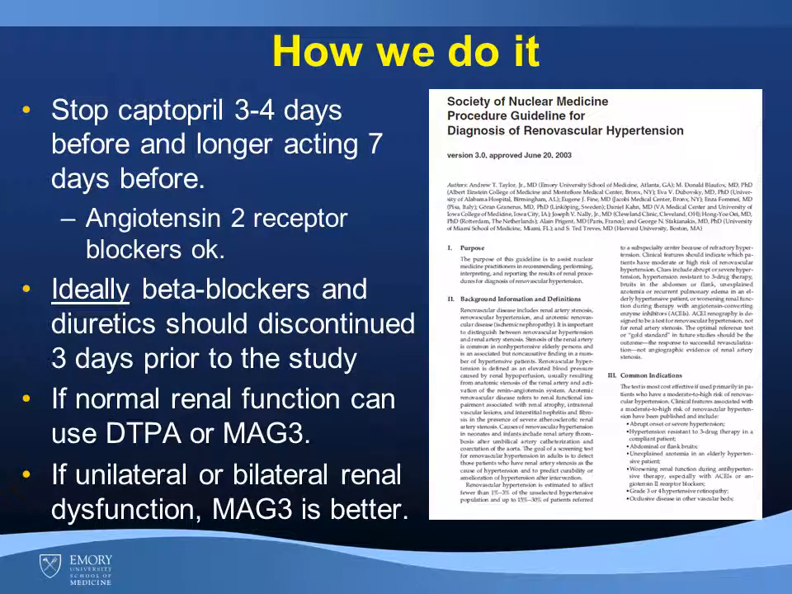You want to stop captopril 3 to 4 days before the study, and longer acting agents 7 days before. Angiotensin 2 receptor blockers are okay. Ideally, you also want to stop beta blockers and diuretics 3 days prior to the study, though that's not as critical. Now, if the patient has normal renal function, you could use either DTPA or MAG3, but if there's any hint of unilateral or bilateral renal dysfunction, we recommend doing the study with MAG3.